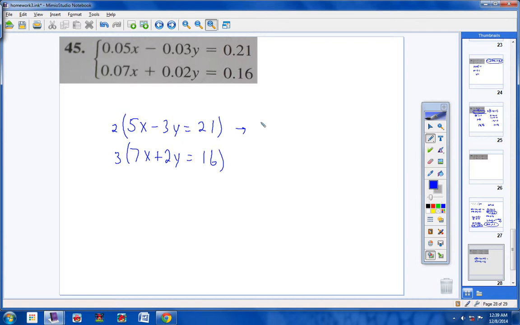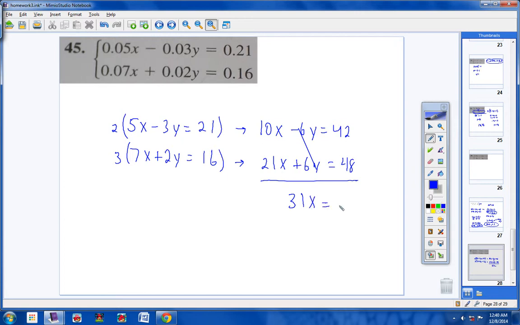Here we go. 10x minus 6y equals 42. Now multiply the bottom equation by 3. 21x plus 6y equals 48. Okay, add these together. These cancel. 31x equals 90. Now divide both sides by 31. And no, that cannot be reduced.